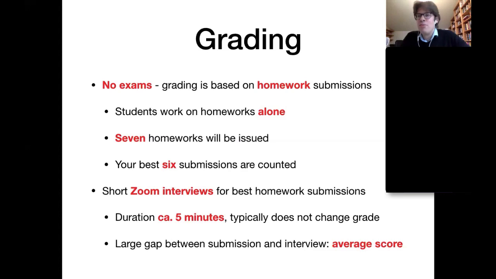It will mostly be about asking a few questions directly about your homework submission and potentially about some exercises that are very similar to the homework. And so your grade is based on this combination of things.